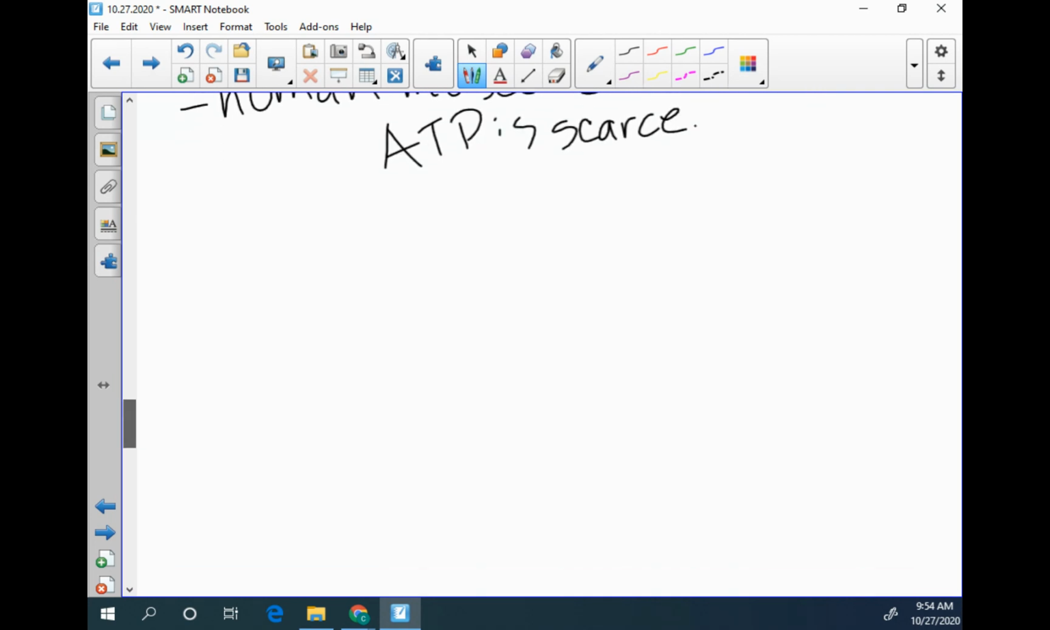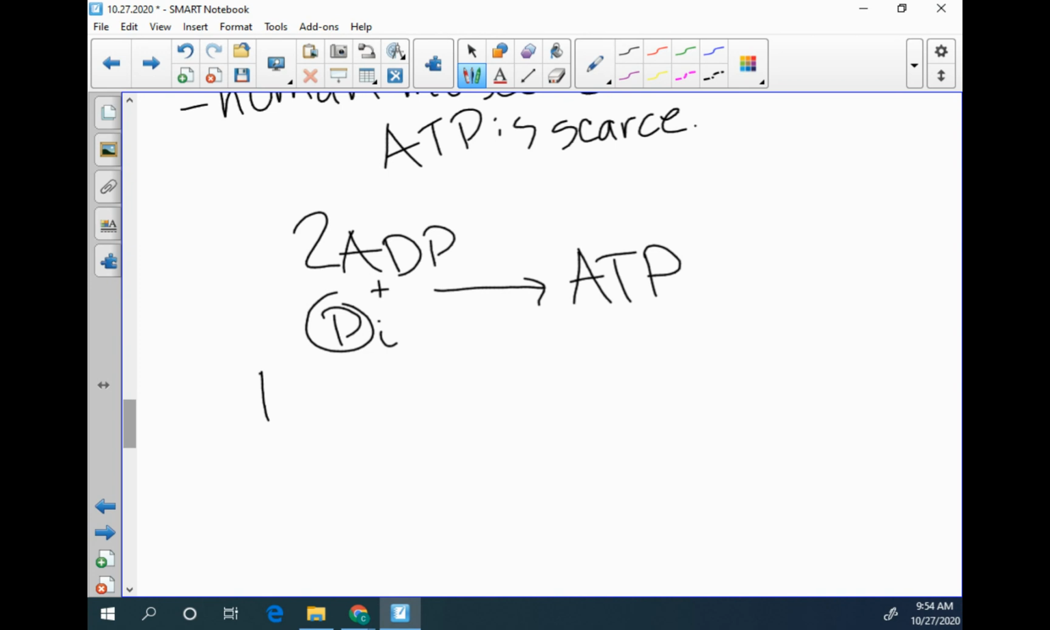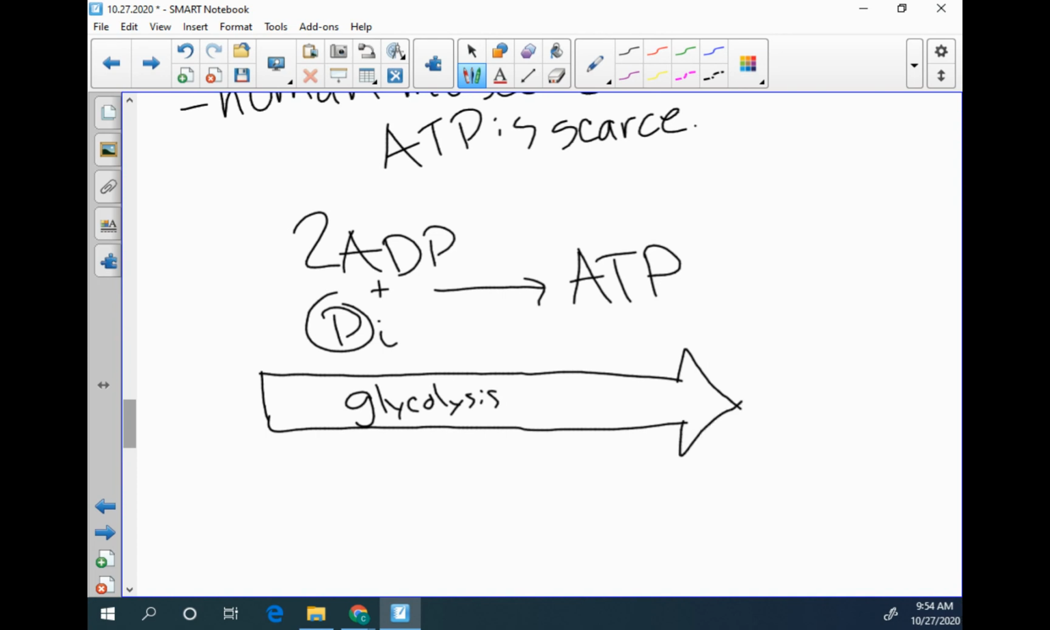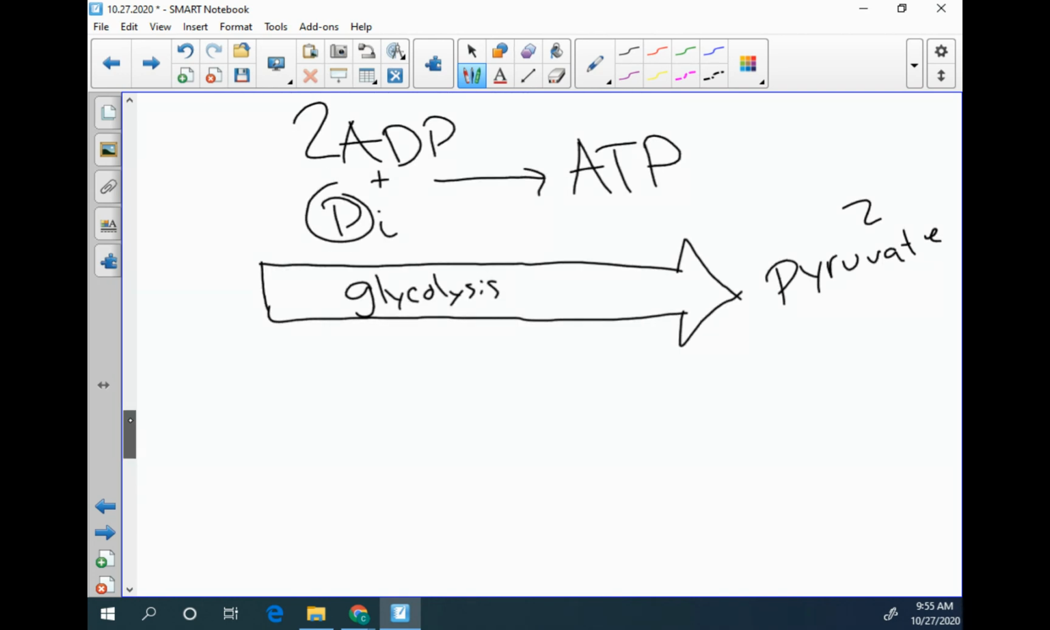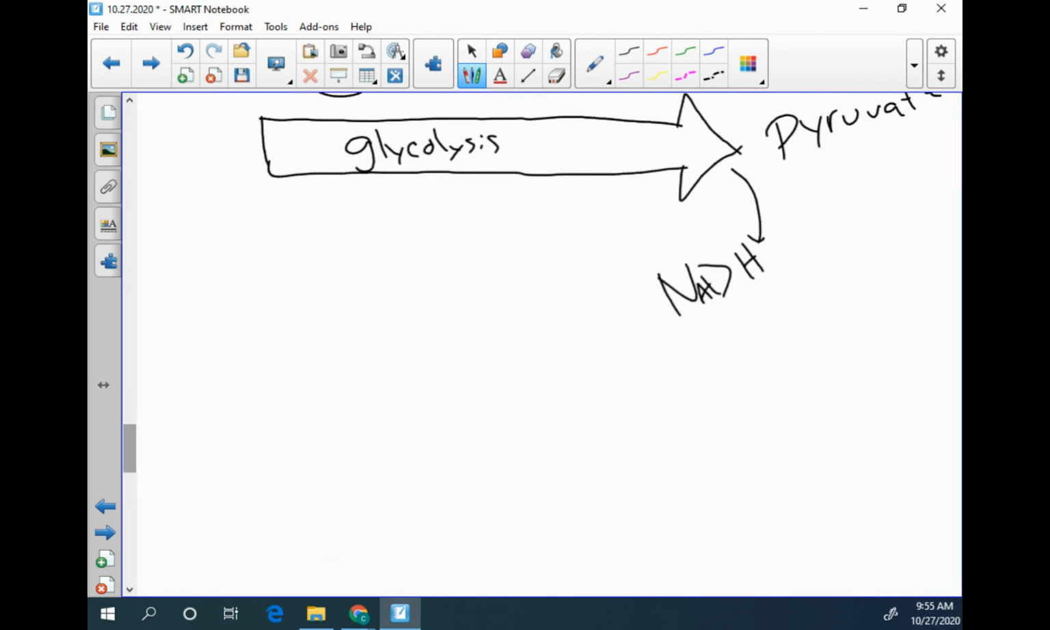So when we diagram this one, I'll try to make this one a little neater because I feel like the last one got messy. We have our 2 ATP, or ADP, sorry, and our inorganic phosphates turning into ATP. This is through glycolysis. This yields pyruvate, as we know and love it. Also NADH. That NADH goes into NAD plus regeneration.